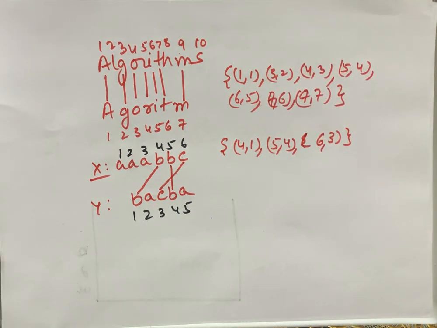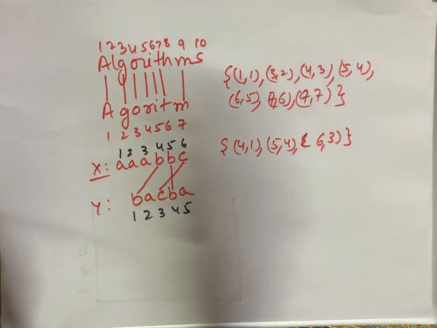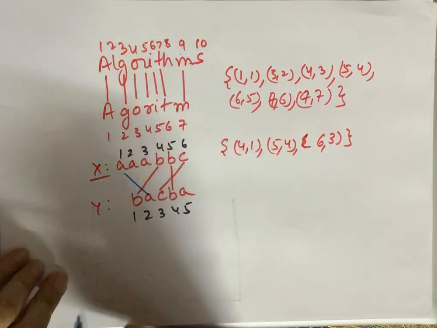Now another probable matching that can be seen with the same example. I'm using a lighter color pen so that all of you can understand that I match A with A.